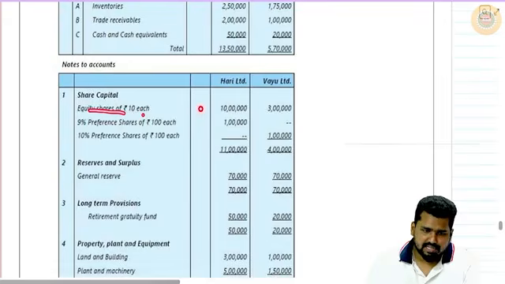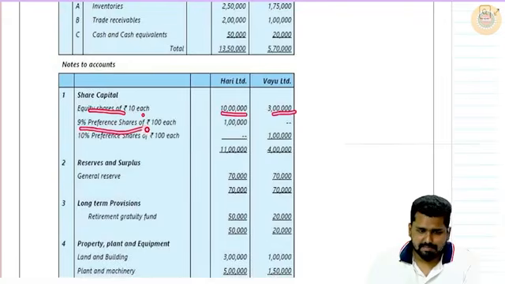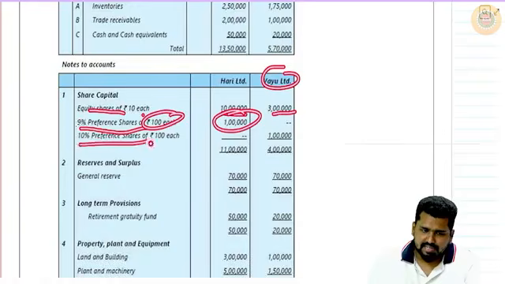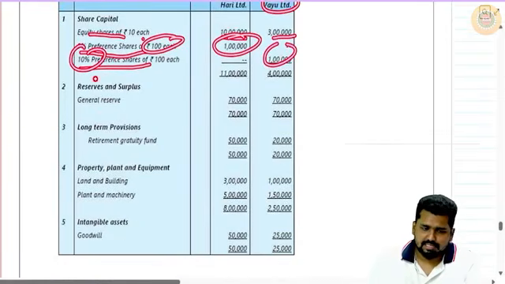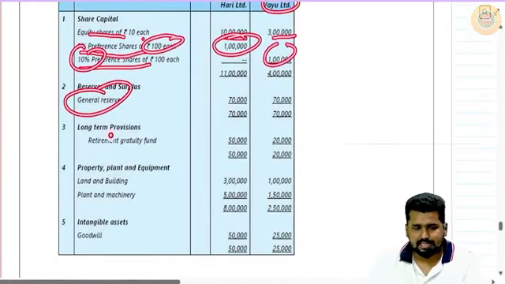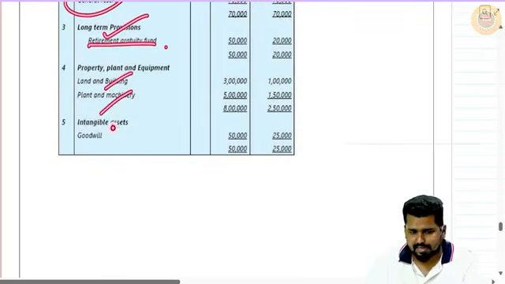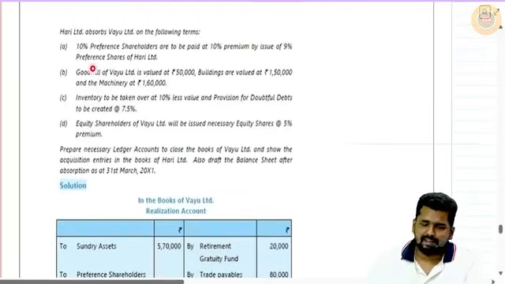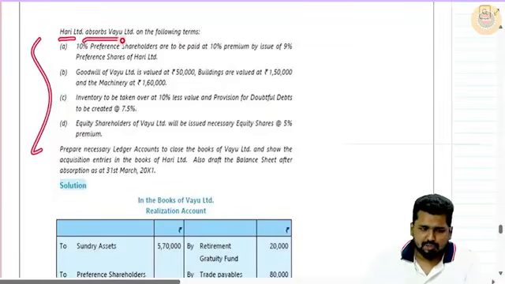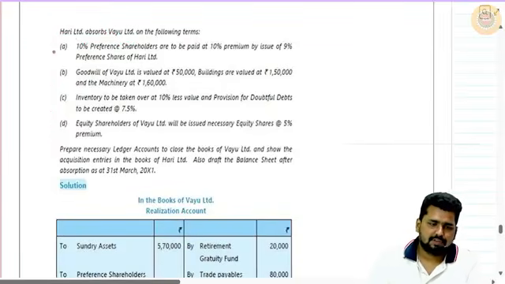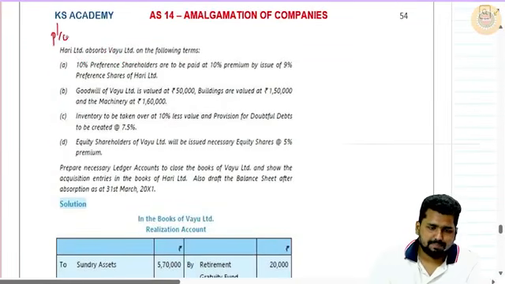Equity shares of 10 each, 10 lakh and 3 lakh, 9% preference, 10%. 9% preference is for Hari, while Vayu Limited is having 10% preference. In reserves and surplus we are having only general reserve. Long-term provision, retirement gratuity fund, land and building, plant and machinery, everything we are having. Okay, very easy. Hari absorbs Vayu Limited. Therefore, this is the purchasing company, and this is the selling company, Vayu Limited.